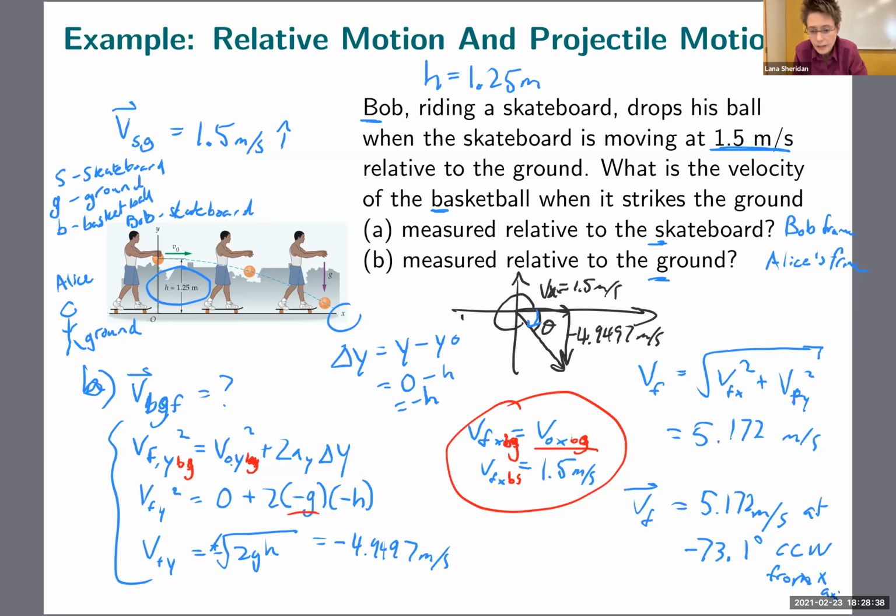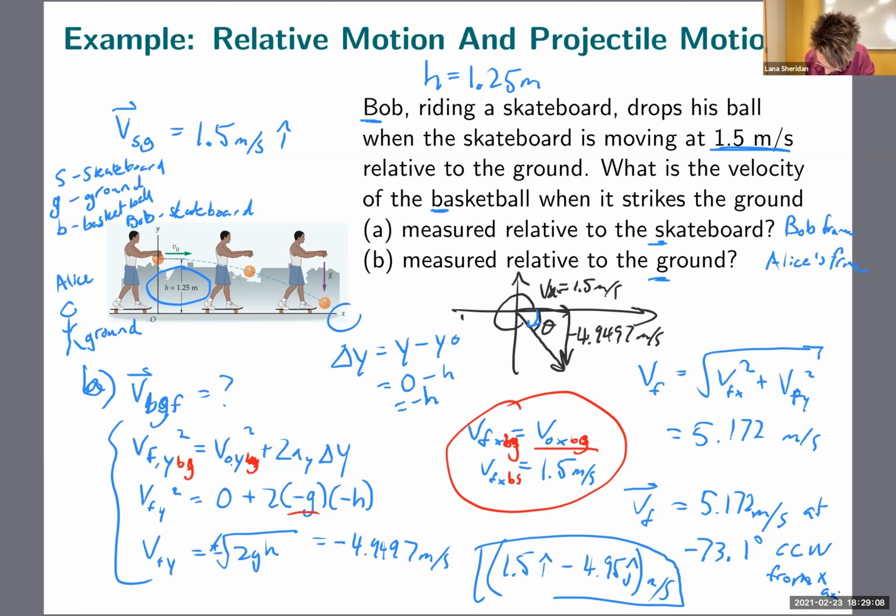Could you write it as a vector with components? You could, unless it tells you magnitude and angle. If it doesn't tell you magnitude and angle, then it's true. For this case here, you could write it in the angle brackets, or you could write it as 1.5 i hat minus 4.95 j hat meters per second. And that would also be correct.